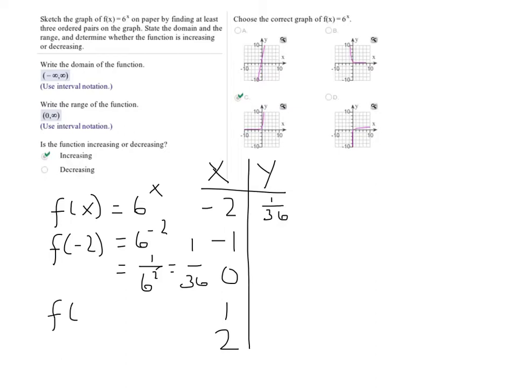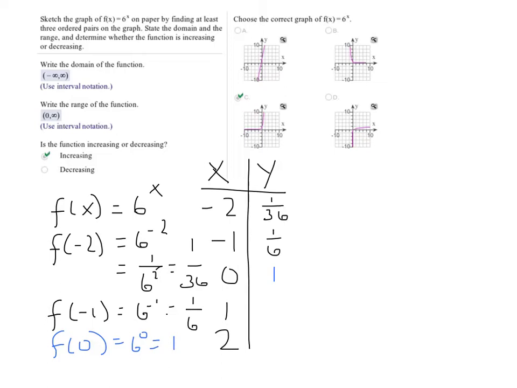F of -1 would be 6 to the -1, which is 1/6. This is really close to the x-axis as well, but it's not as close as 1 over 36 is. Okay, let's go ahead and look at f of 0. 6 to the 0. Anything to the 0 power is 1 by definition.